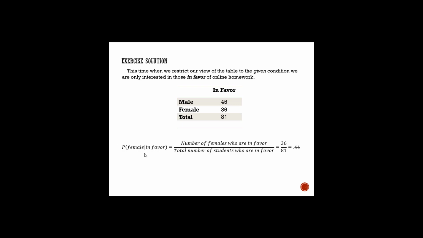Probability of female given in favor, and you should be writing your probability statements just like this with the words, because that'll help you later on. Straight line says given. Probability of female given in favor means that the in favor condition, the in favor part of the table is all I want to look at. Well, in favor happened to be a column, so I take out everything else in my table. I'm only going to look at the in favor column. And then I look at the number of females in that in favor column, and I put it over the total number in the in favor column, and I come up with 36 over 81, or 0.44, or 44%.